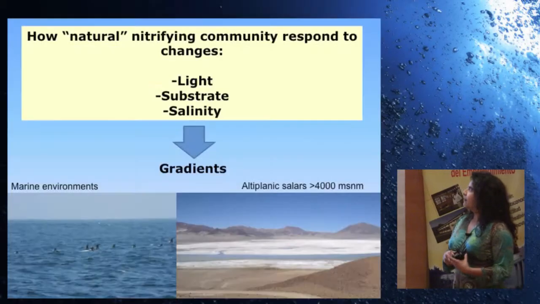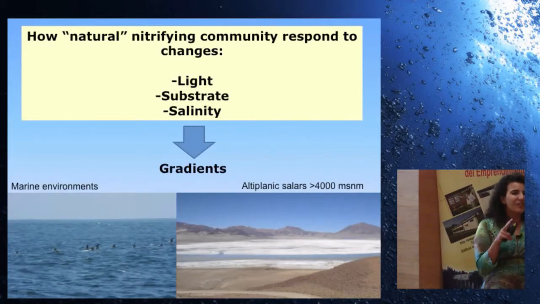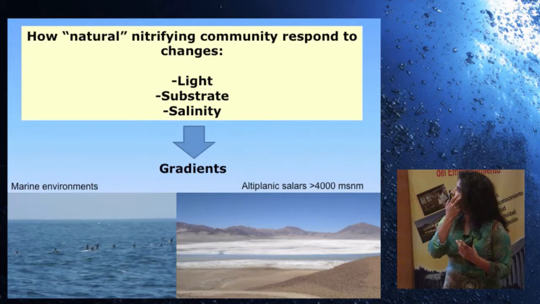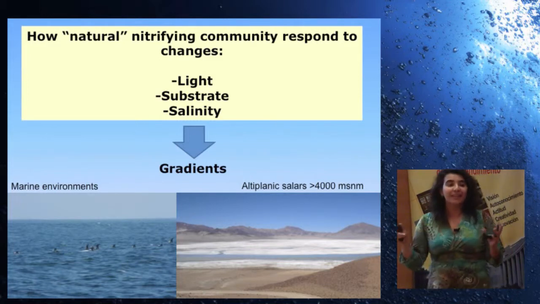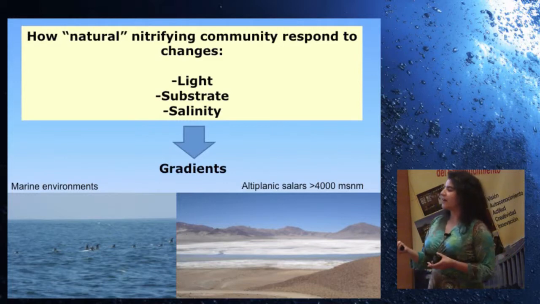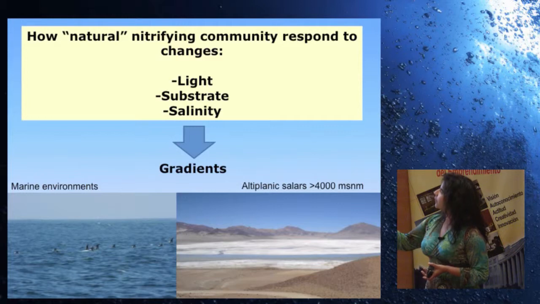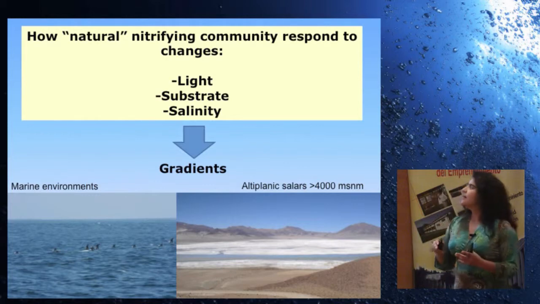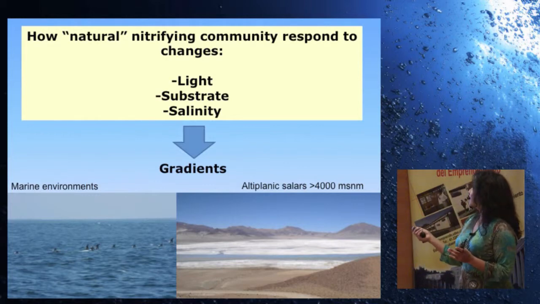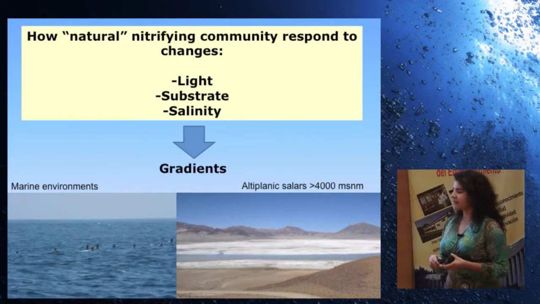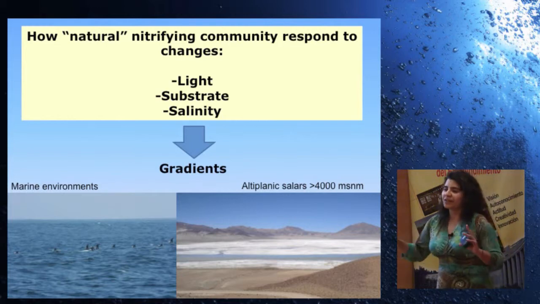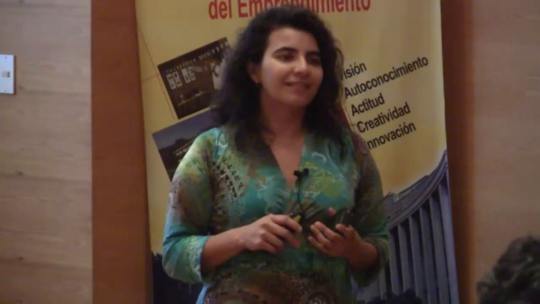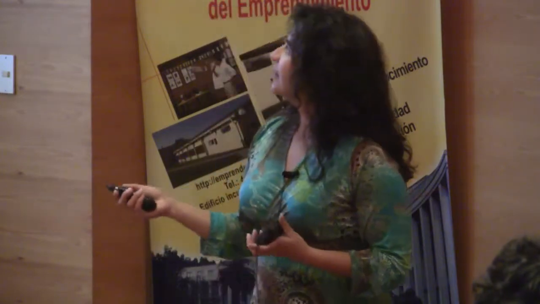So that makes it more interesting to look at which are these functional guilds in the environment. And the main interest, or the gradients, or the physical chemical aspects that we are looking at, is in marine environments, also in altiplanic salars, because in these systems, especially altiplanic salars, you have a natural laboratory of extreme conditions, gradients, salinity, and in marine environments also.